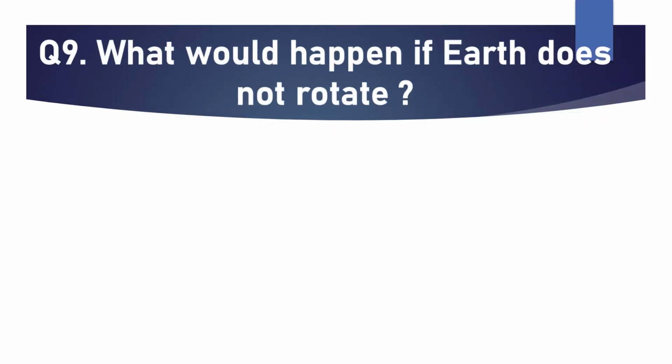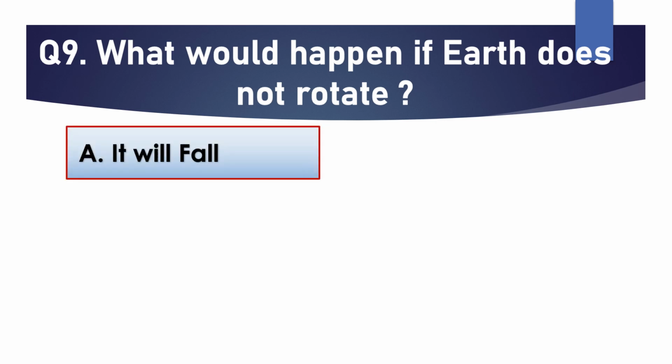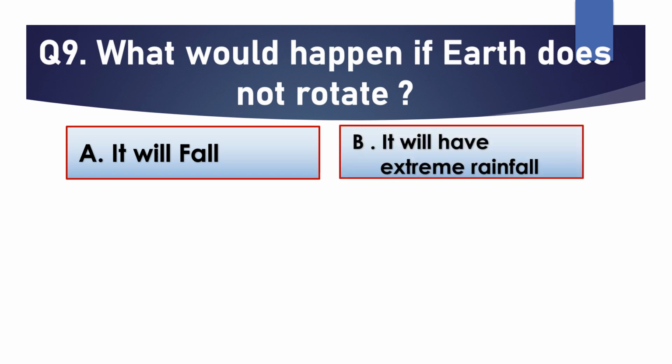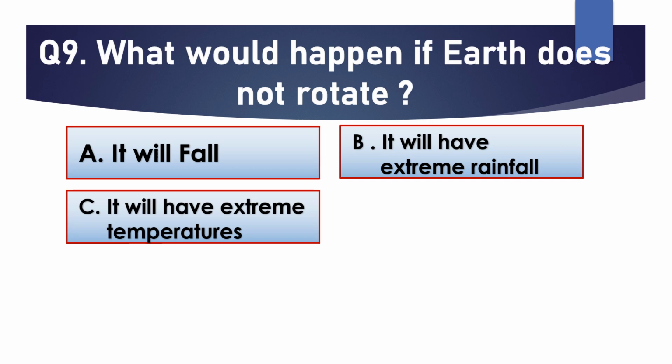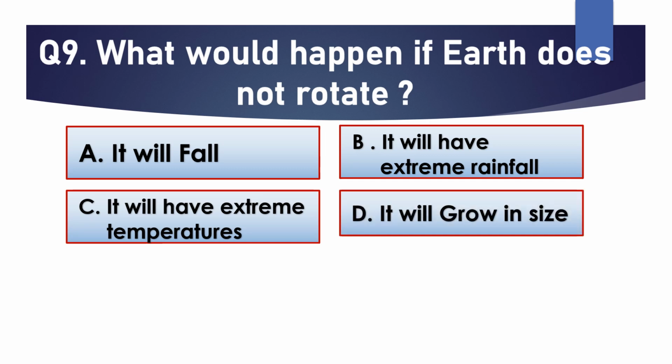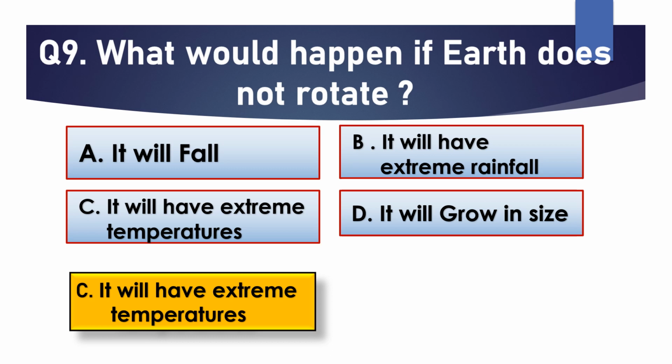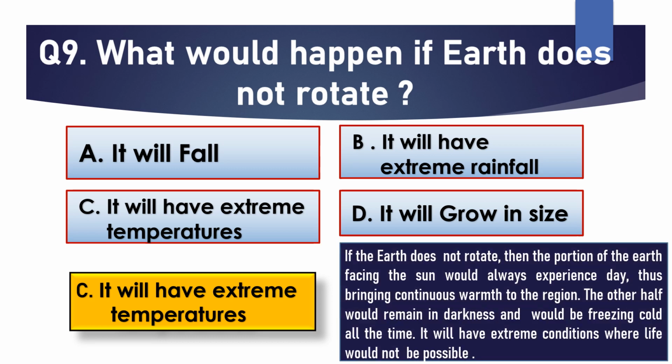Question number 9. What would happen if Earth does not rotate? And your options are A. It will fall, B. It will have extreme rainfall, C. It will have extreme temperatures, or D. It will grow in size. Yes, you guessed it right. It is C. It will have extreme temperatures.